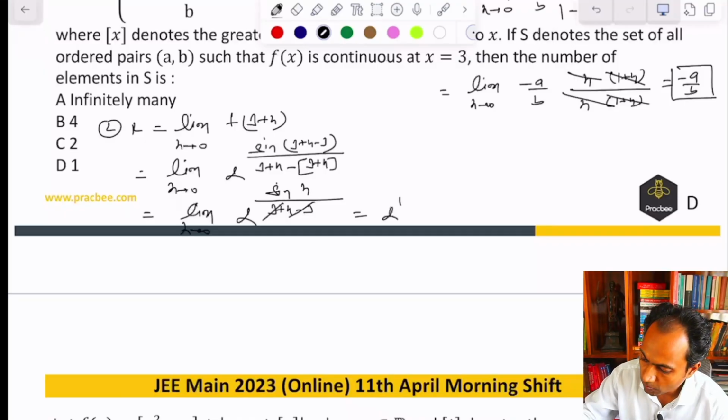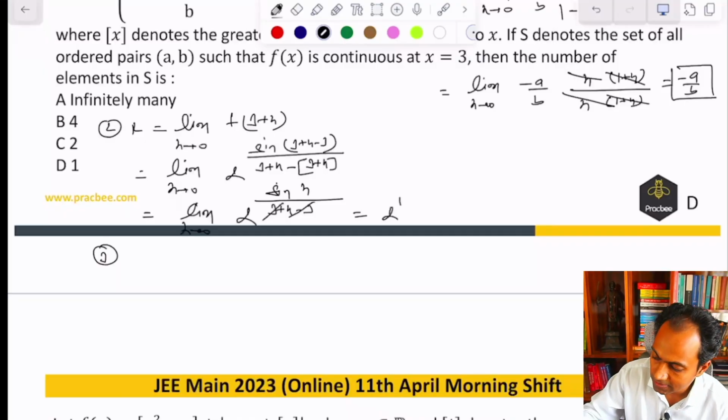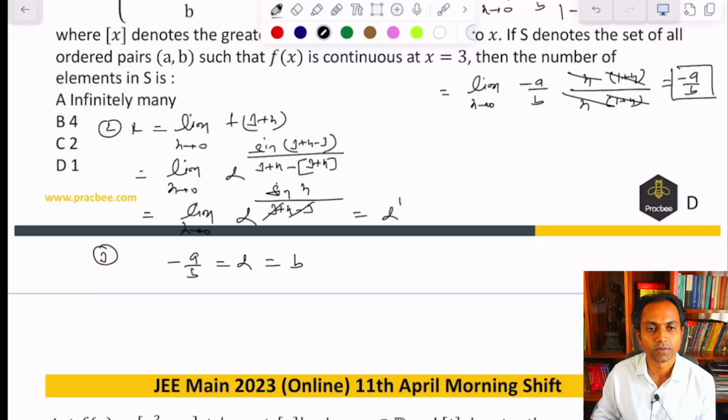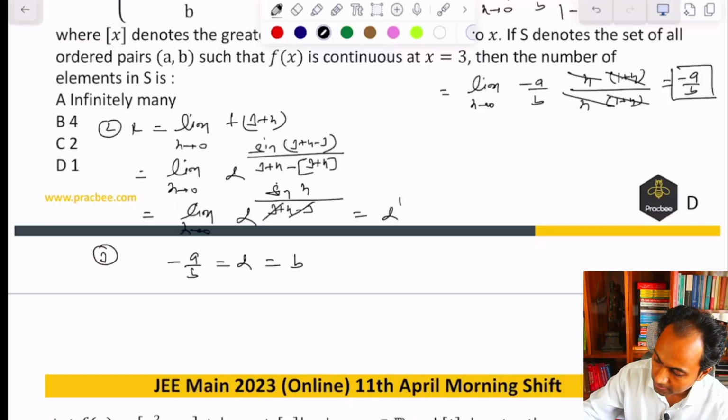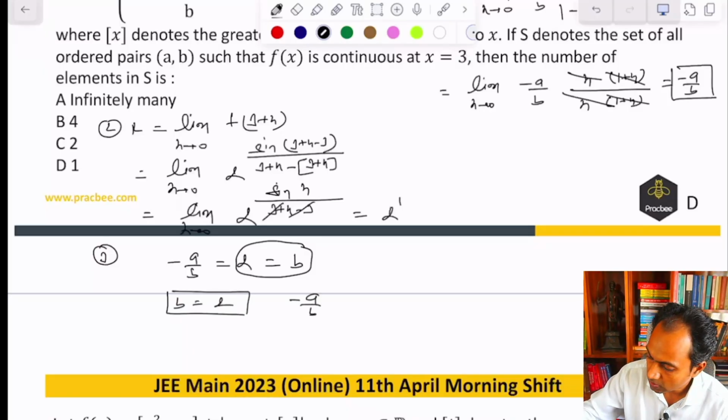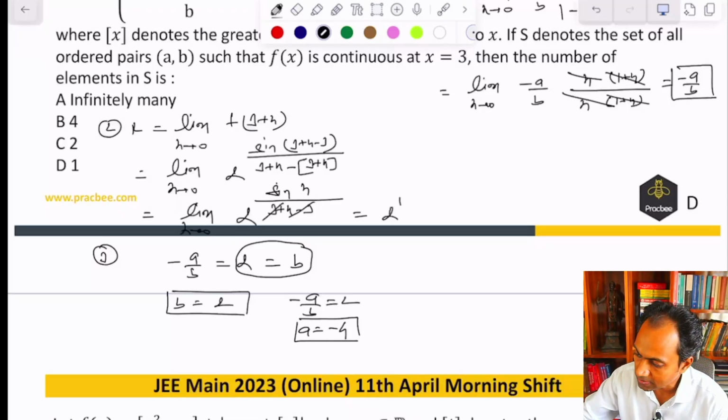Now let us go back to the core idea that LHL, that is minus a by b, should be equal to RHL, that is 2, and should be equal to the value of the function at that point, that is given as b. So if I write this out, you can see that the value of b comes out to be 2. Minus of a by b is also 2. Since b is 2, a comes out to be minus 4. Now let us see what they are asking.